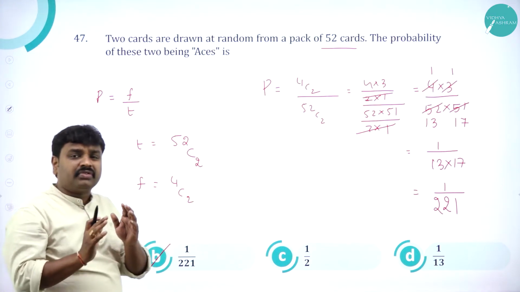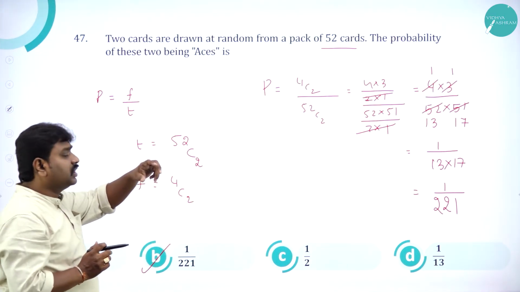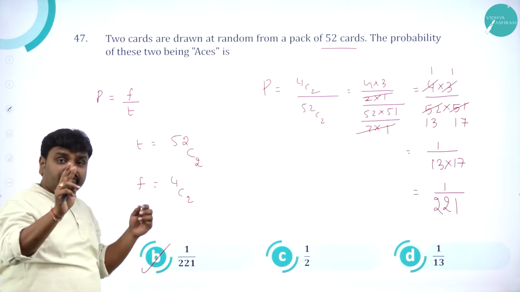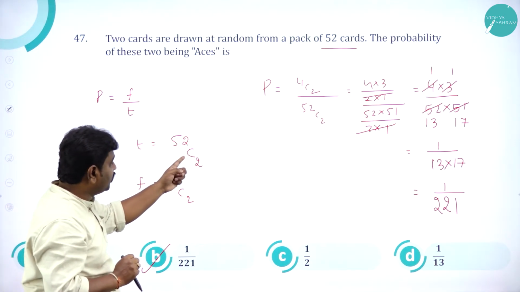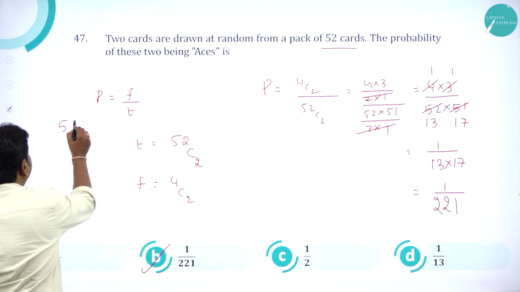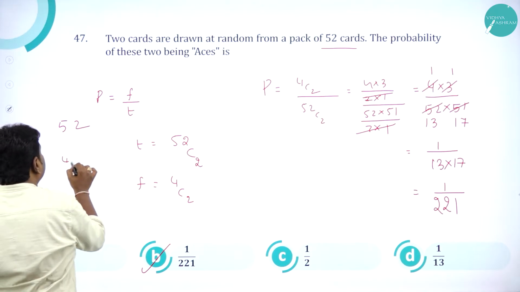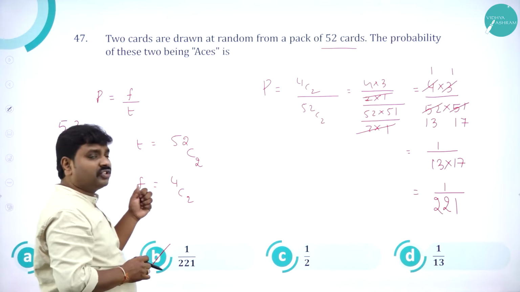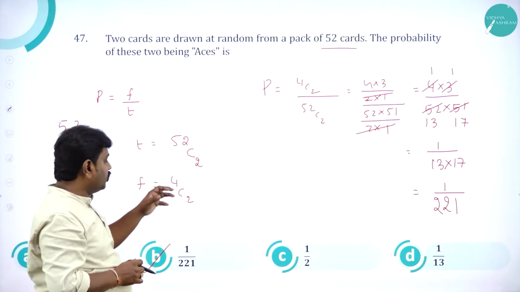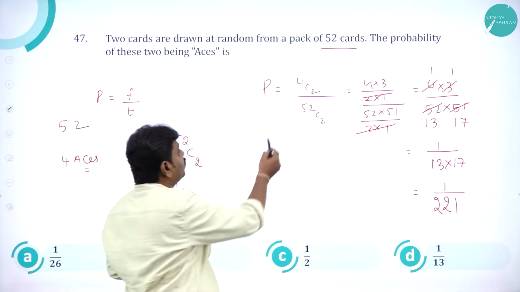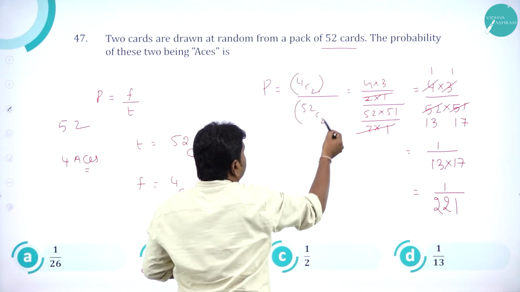So here people fail to take combination. You are not taking one card, you are taking two cards. How many ways can you take? Total number of ways out of 52 cards, two cards can be drawn in 52C2 ways. And favorable, see, in a pack of 52 cards, you'll have only four aces. So favorable is what? You have to get two aces, means you should get them from that four heap. So out of four favorable cards, two cards can be drawn in 4C2 ways.